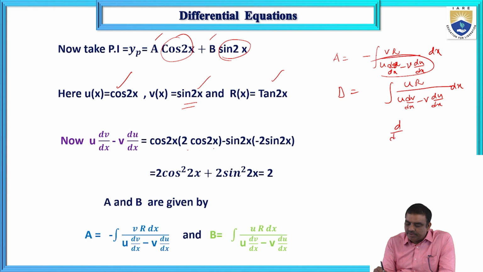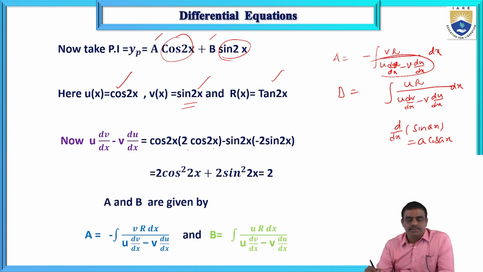What is the derivative of d by dx of sin ax? It is a cos ax. Derivative of sin 3x is 3 cos 3x. Sin 4x, 4 into cos 4x, like that.